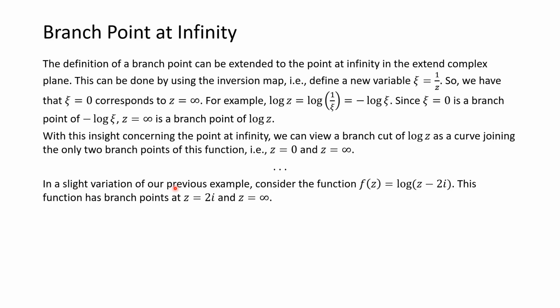We can do a slight variation of our example, log z. Just take the log of z minus 2i, and in this case the branch point would be 2i, and also the point at infinity. I didn't provide the details here, but it's the same analysis that we did for log z.